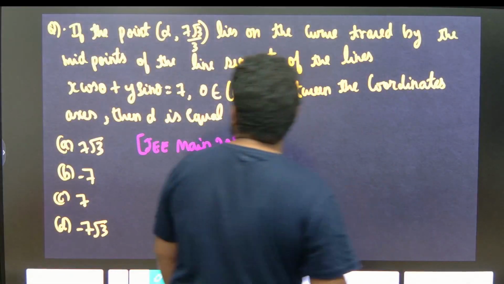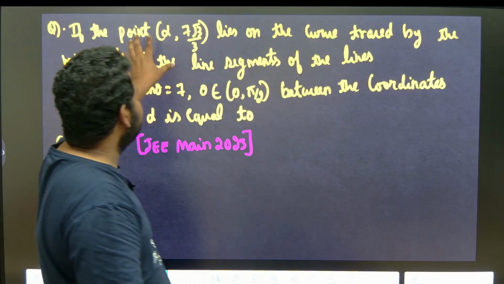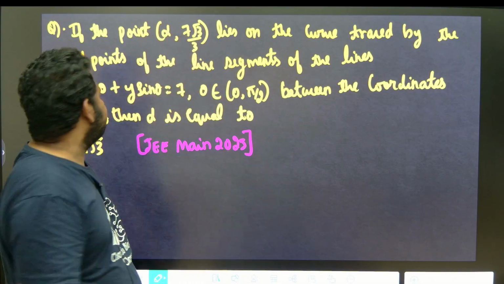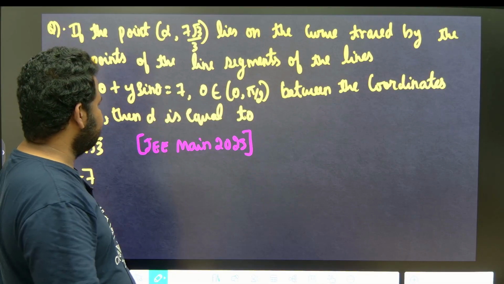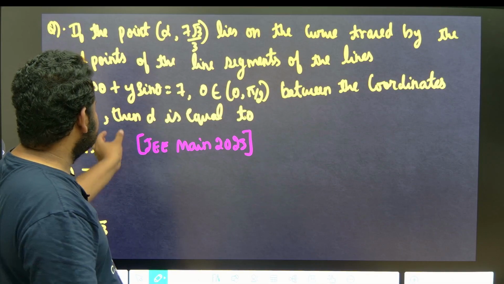Now let us solve this question using the double intercept form. If the point (alpha, 7 root 3 by 3) lies on the curve traced by the midpoints of the line segments joining the lines x cos theta plus y sin theta is equal to 7, between the coordinate axes, then alpha is equal to what?